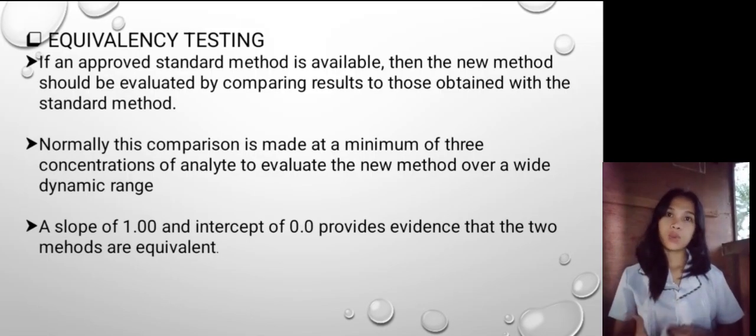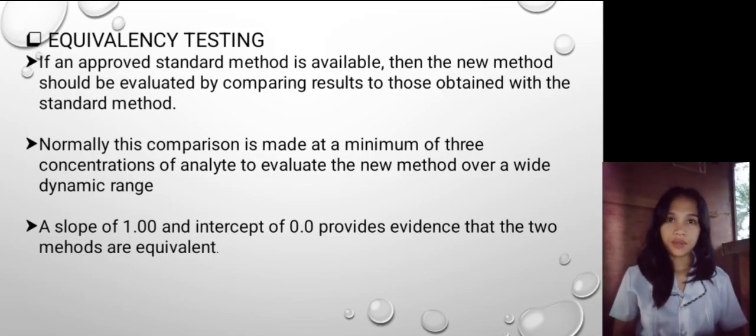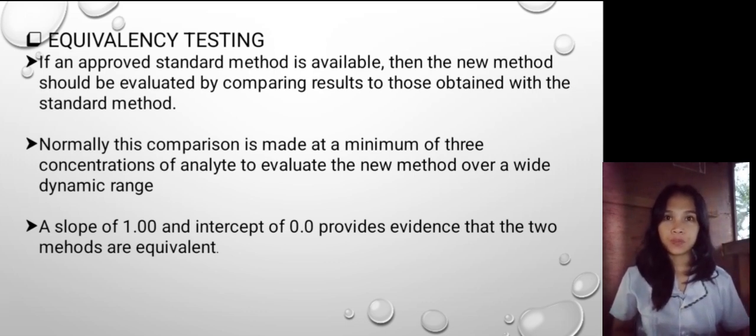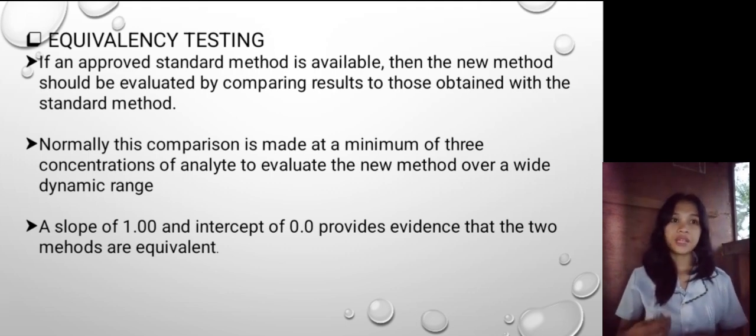Last is equivalency testing. If an approved standard method is available, then the new method should be evaluated by comparing results to those obtained with the standard method. Normally, this comparison is made at a minimum of 3 concentrations of analyte to evaluate the new method over a wide dynamic range. A slope of 1.00 and an intercept of 0.0 provide evidence that the two methods are equivalent.